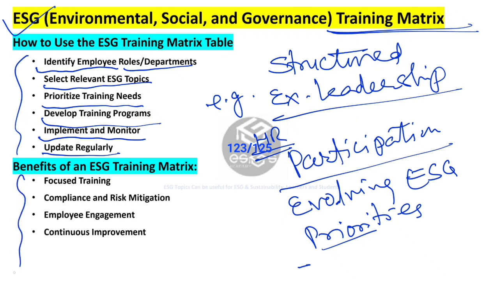Then what can be the benefits of having the ESG training matrix? Focused training: we ensure employees receive targeted training relevant to their roles and responsibilities. It helps in complying with ESG regulations and mitigating risks associated with non-compliances. Also, it engages employees in ESG initiatives, fostering a culture of responsibility and sustainability. Continuous improvement: it supports continuous learning and improvement in ESG performance across the organization.